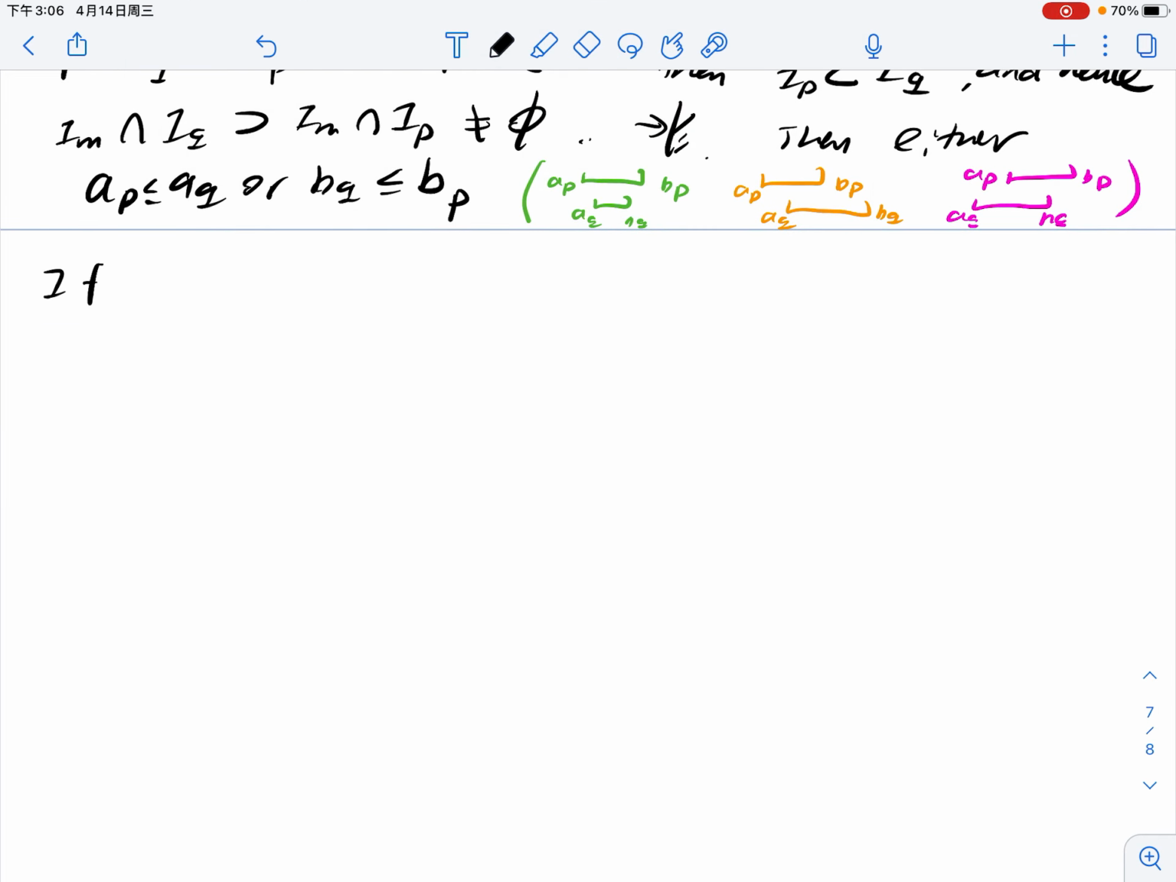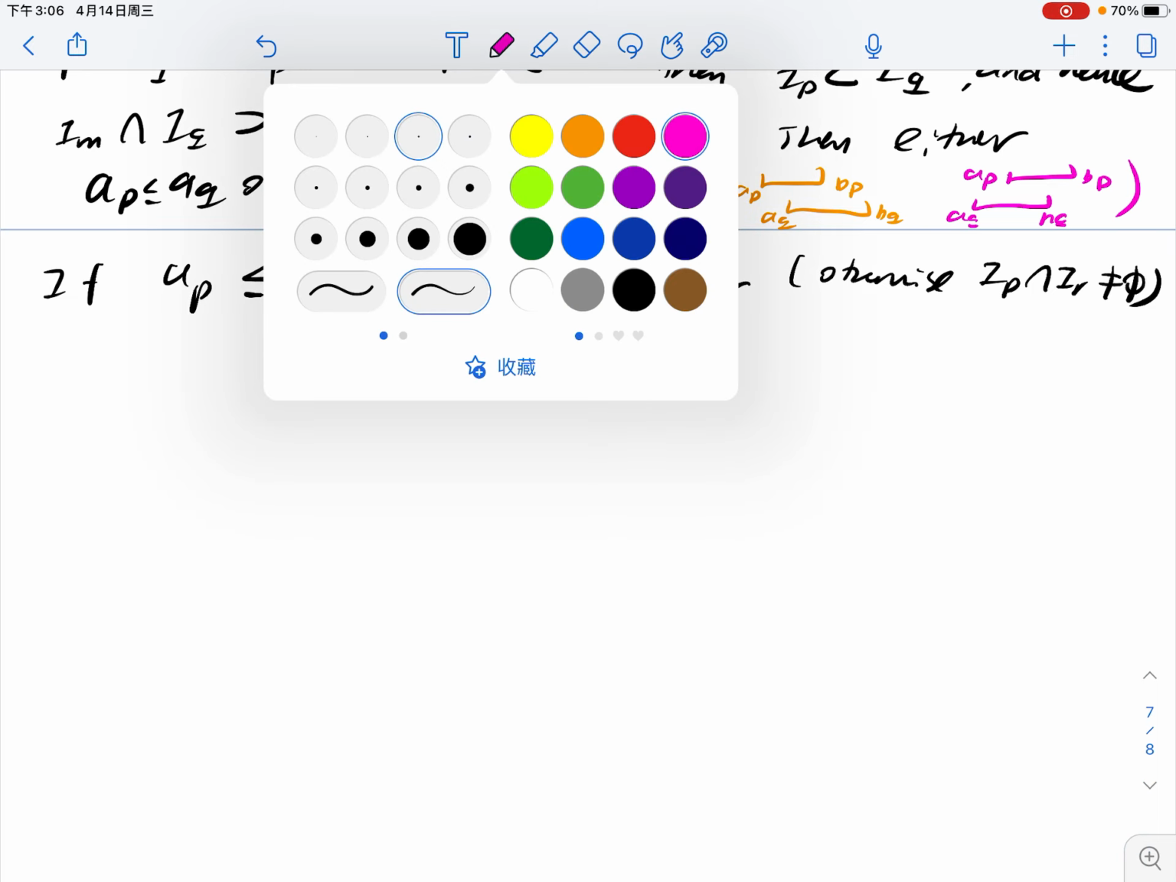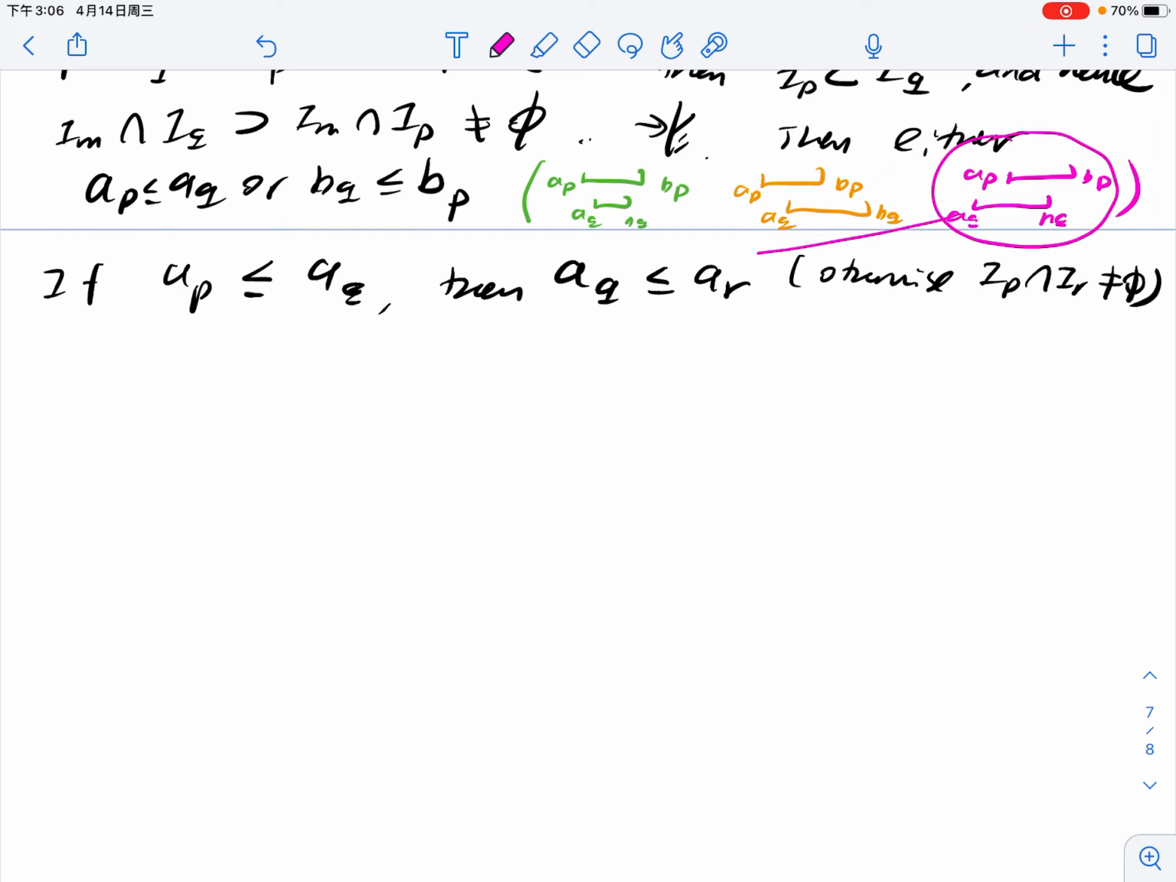Okay, and if AP less than or equal to AQ, then we must have AQ less than or equal to AR. Otherwise, IP intersect IR is non-empty. So we do have this situation.